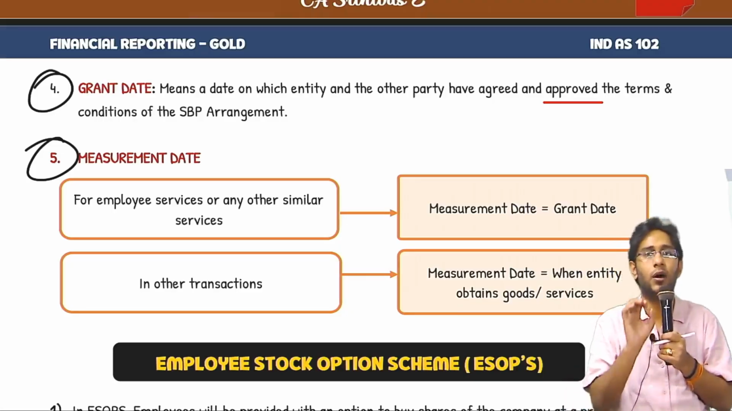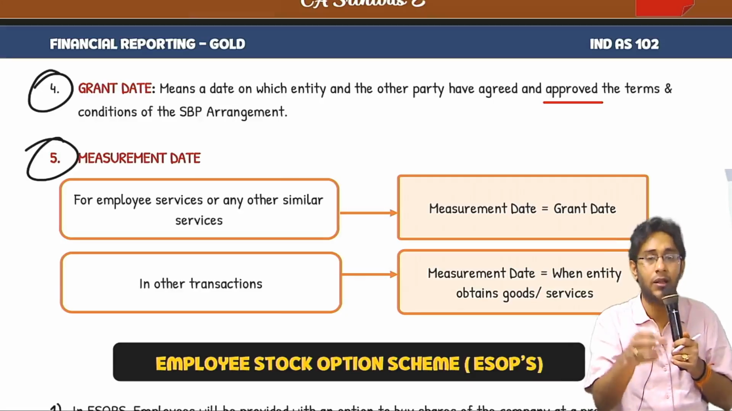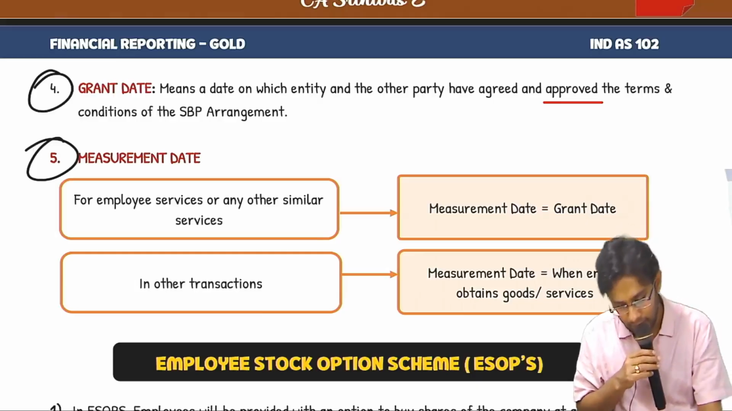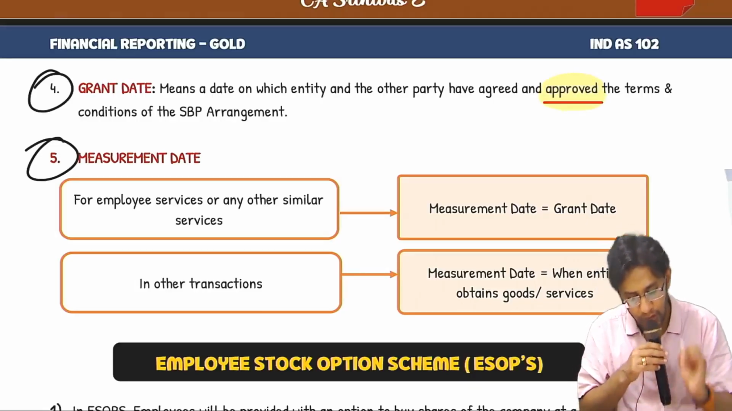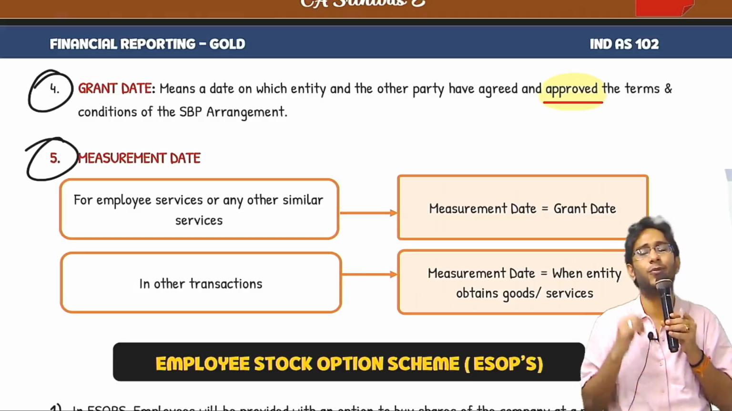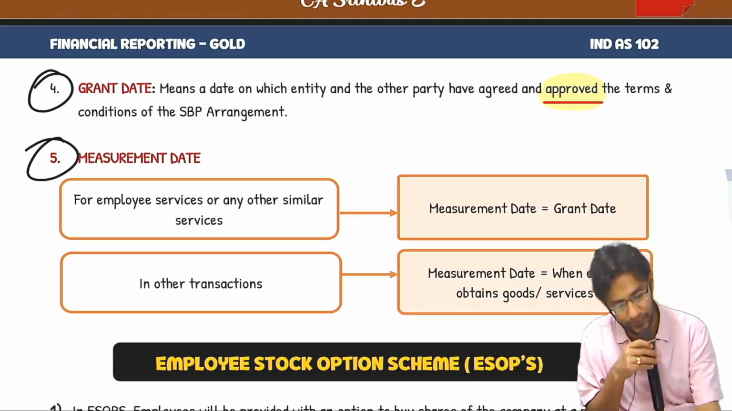It is a date of contract between our entity and the counterparty, and the date on which it is approved by both the parties. So it's important. It means the date on which the entity and the other party have agreed and approved the terms and conditions of the SBP arrangement. That is the grant date. Sir, why is it relevant? Why it is relevant is, look at this.